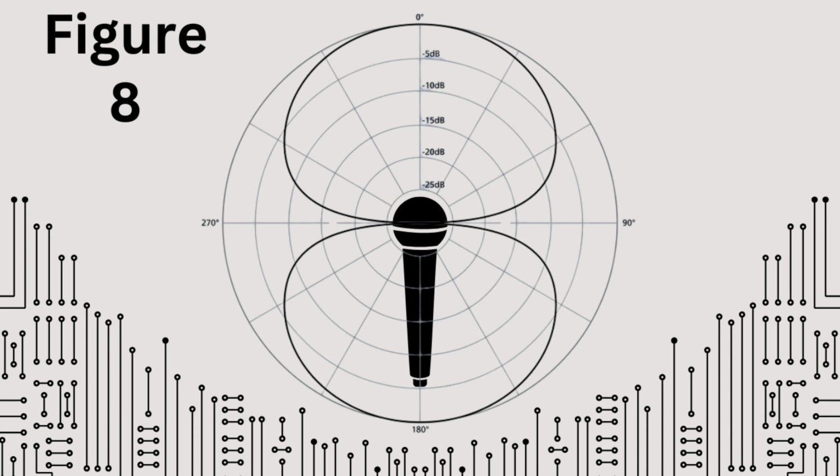Next is the figure 8 or bi-directional polar pattern. It picks up equally in the back as it does in the front. It is very good for stereo recordings or face-to-face interviews when sitting across from somebody. This is the standard pickup pattern for ribbon microphones and is very common in condenser microphones, but very seldomly will you ever see a dynamic microphone with a figure 8 polar pattern.